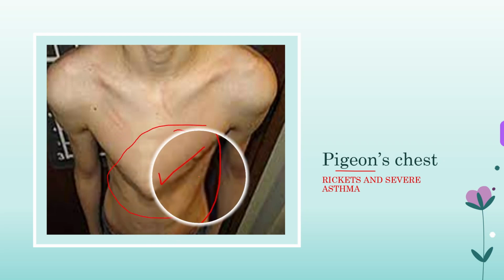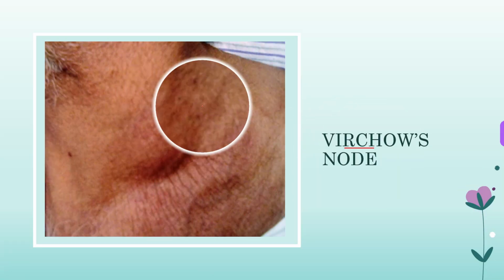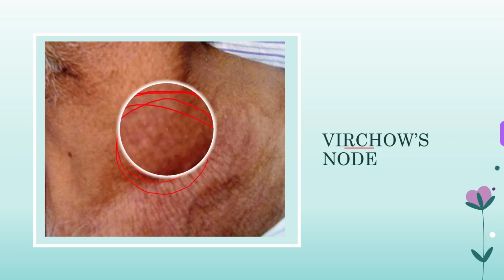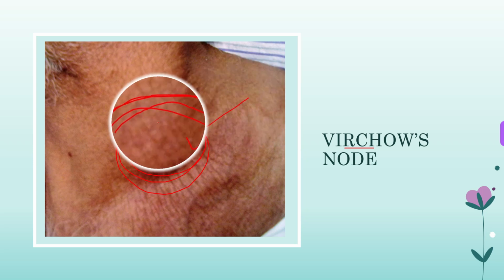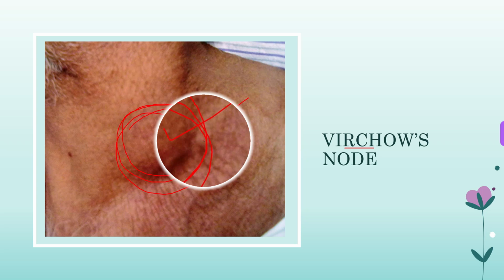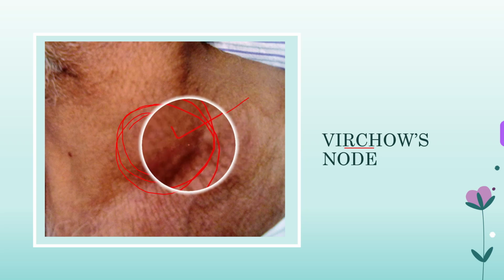And now next we have Virchow's node. Firstly we will talk about what Virchow's node is, then I will tell you in which disease or case it is found. So Virchow's nodes are the left supraclavicular lymph nodes, and they are enlarged in case of carcinoma of the stomach. So Virchow's nodes are found in carcinoma of the stomach.